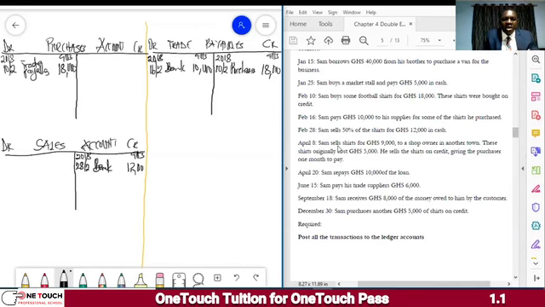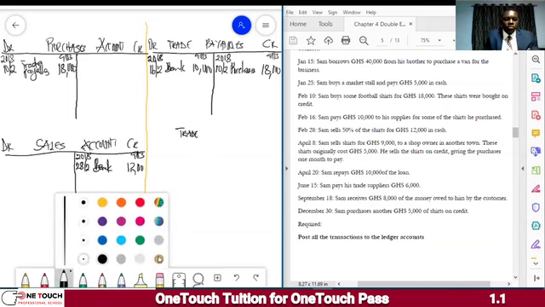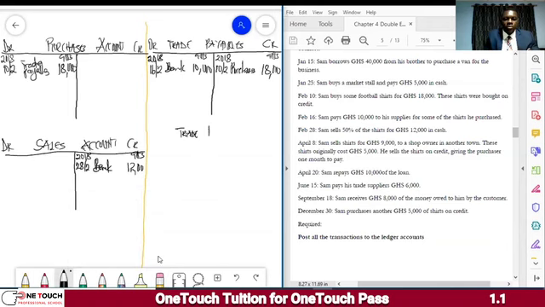So we open our trade debtors, or let me call it trade receivables account. So we have our credits, we have our debits.